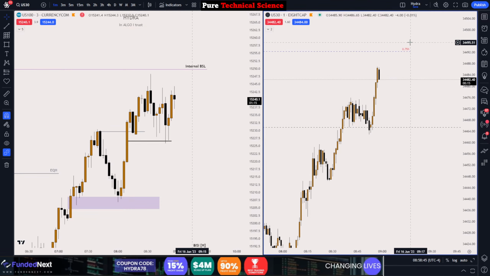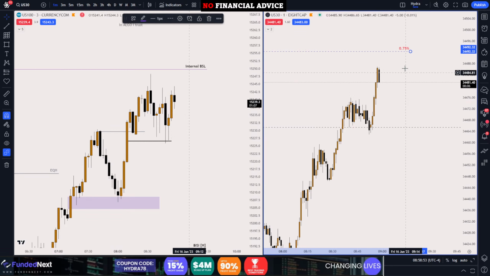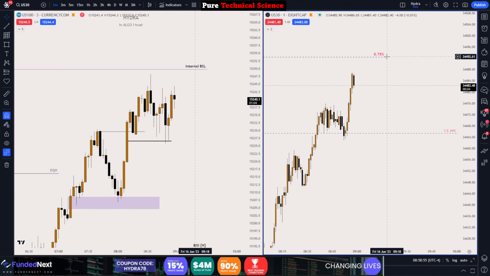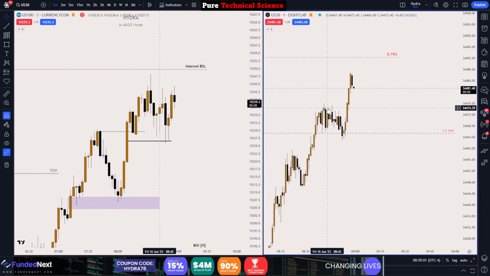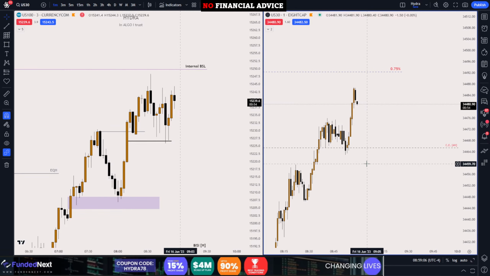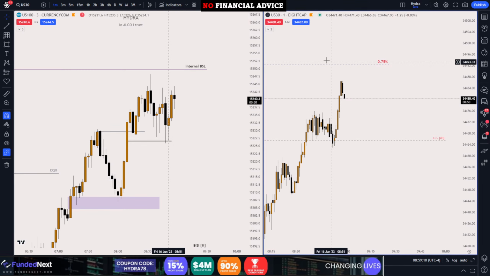On US30, I'm expecting to see a rejection from this level right here, 0.75% of the 4-hour weekly candle. If price is rejecting from here, we do have a consolidation phase here that we can target. We can take a partial above here and eventually target the low here. And I want to see a breaker block forming here. So on the 1-minute chart on US30, I'm expecting something like this.